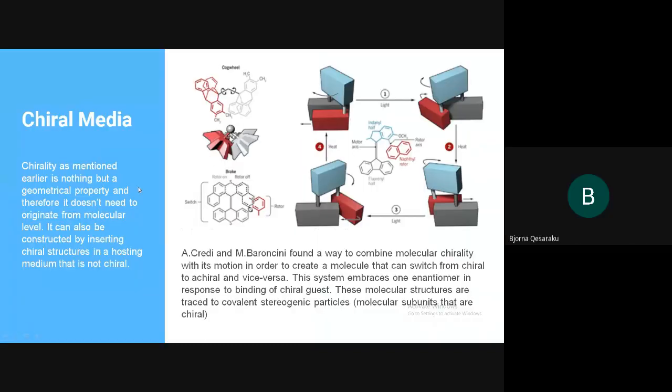Chirality, as mentioned earlier, is nothing but a geometrical property, and it doesn't need to originate from the molecular level. It can also be constructed by inserting chiral structures in a hosting medium that is not chiral. The two scientists I've mentioned here are two Italian chemists, Credi and Baroncini. They found a way to combine molecular chirality, the natural property, and the motion of these molecules in order to create a molecule that can switch from chiral to achiral and vice versa.